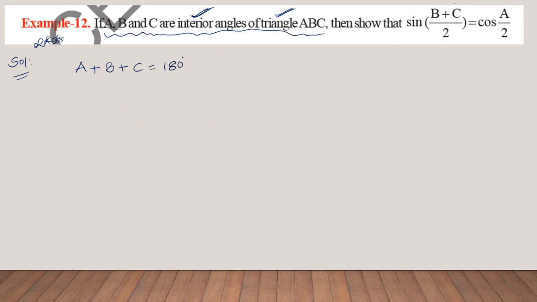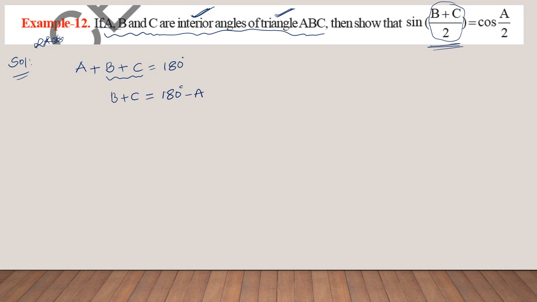Now if you observe here, what is the condition that I need to prove? B plus C by 2. So if I want to obtain this B plus C by 2, first of all I need to do some arrangements. First of all B plus C should be combined. So I am going to keep this B plus C on the left hand side and I am going to transpose A. Then I can write it as B plus C is equal to 180 minus A.